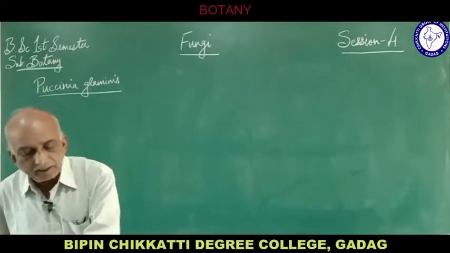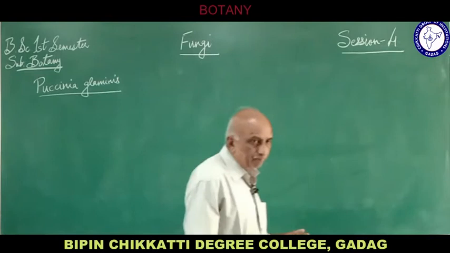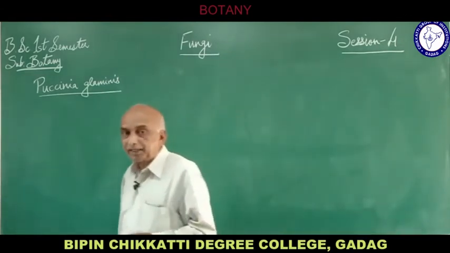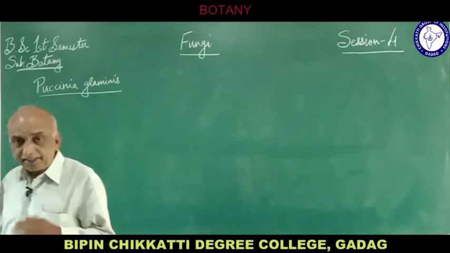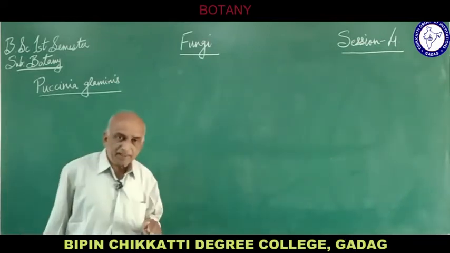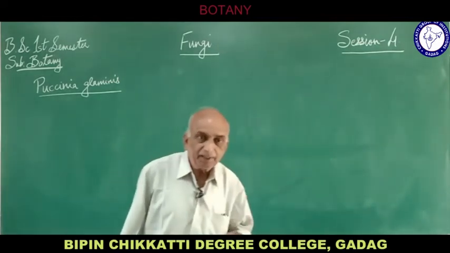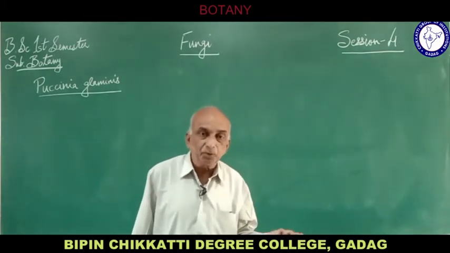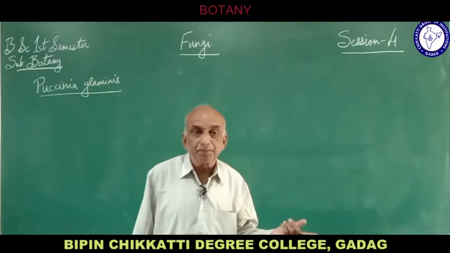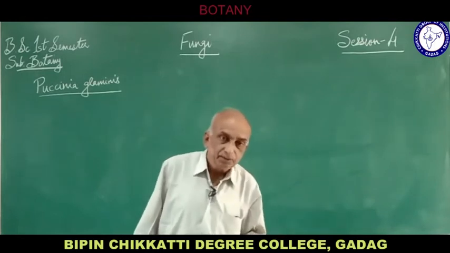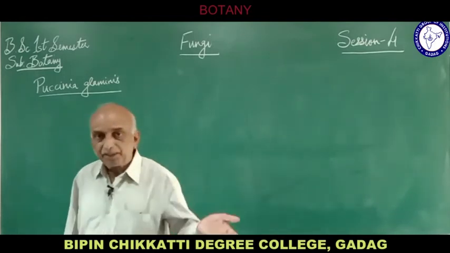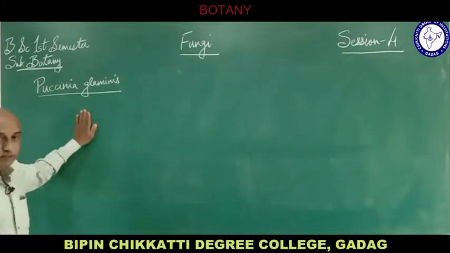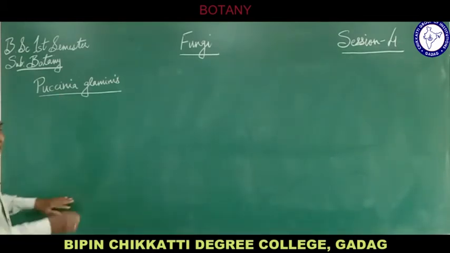When it enters into the Berberis plant, the mycelium becomes monokaryotic. The dikaryotic mycelium which was there in the wheat plant becomes monokaryotic when it enters into the Berberis plant, and that is called the primary mycelium. So here it will complete its life cycle. That is why Puccinia requires two hosts to complete its life cycle.